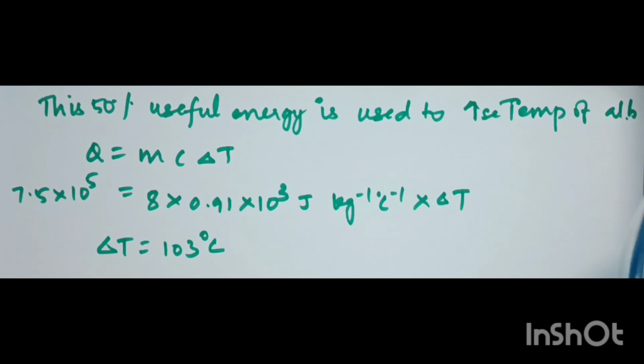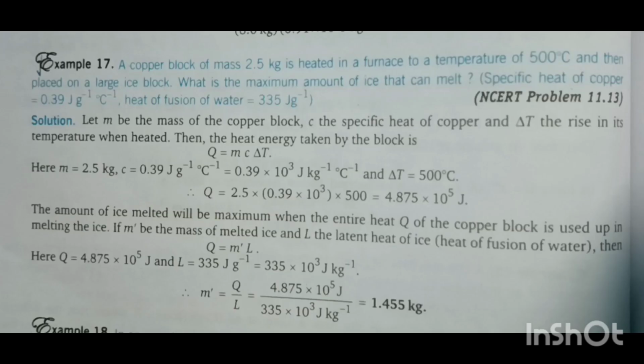That is equals to, what is the mass? It is 8 kilograms. C is 0.91 into 10 power 3. Here we are converting it into joule per kilogram per degree centigrade, because 8 we have taken in kilogram, so we have to convert C also in kilogram, into delta T. So on substituting the values, we get delta T equals 103 degrees Celsius.